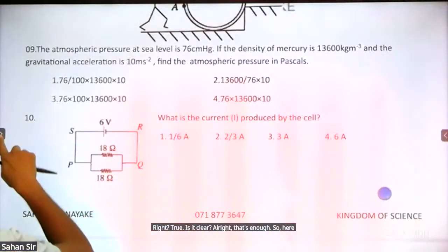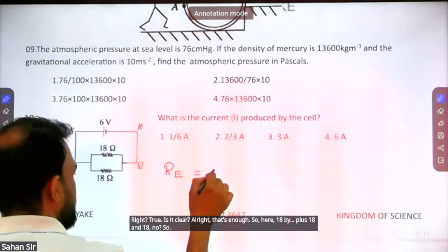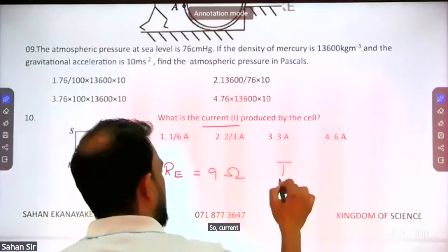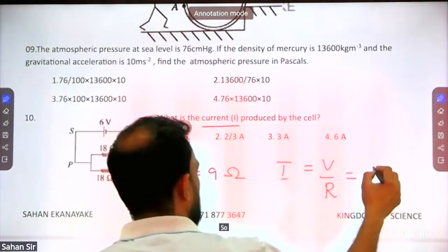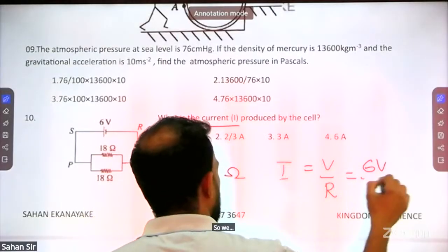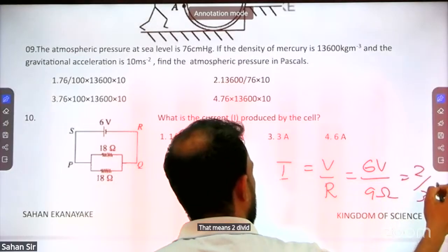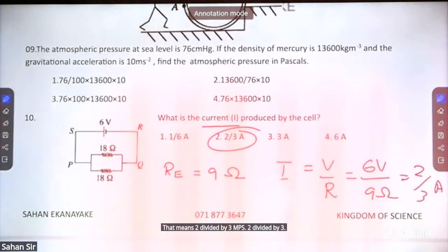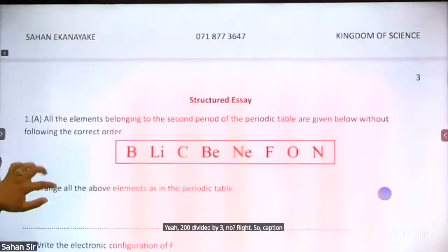All right, that's enough. So here 18 plus 18, no? So equivalent resistance 9. So current I equals V divided by R. So V is 6 volt divided by 9 ohms. That means 2 divided by 3 amperes. Right? So question number 10 is.